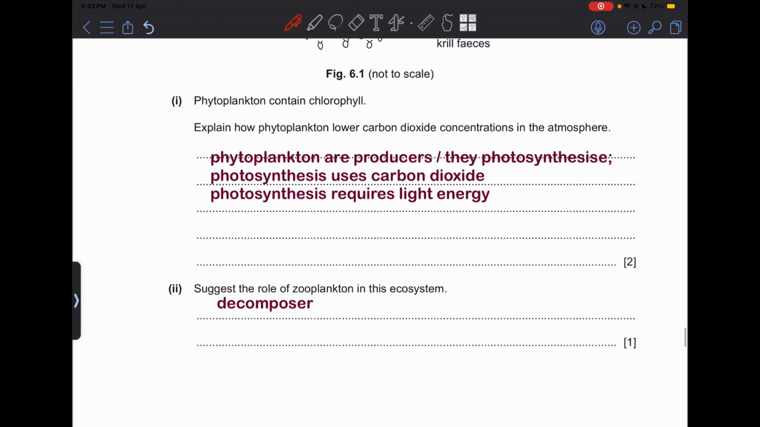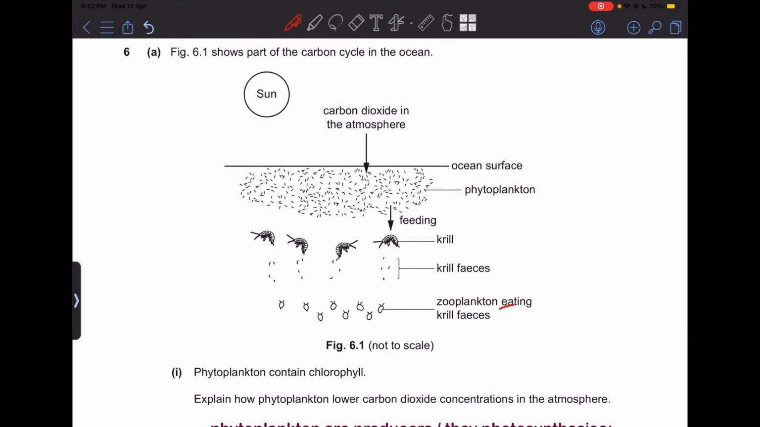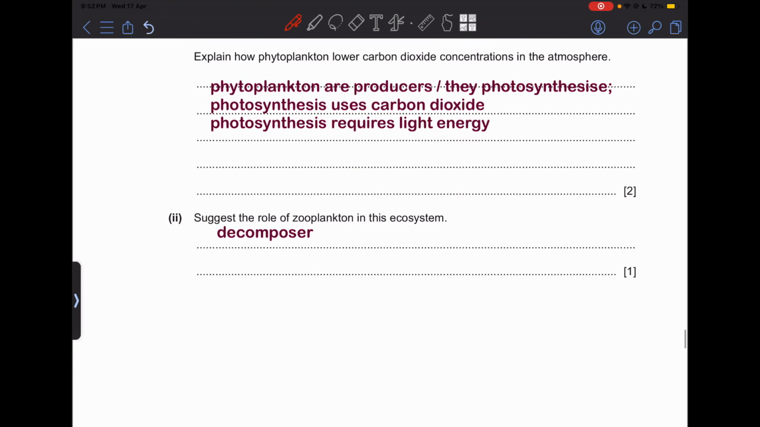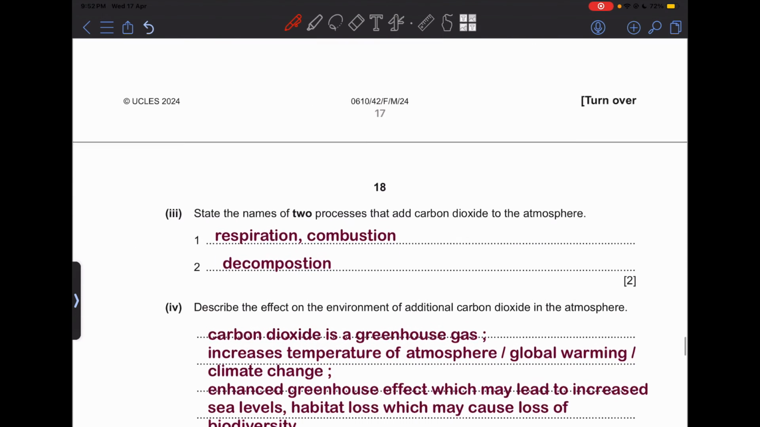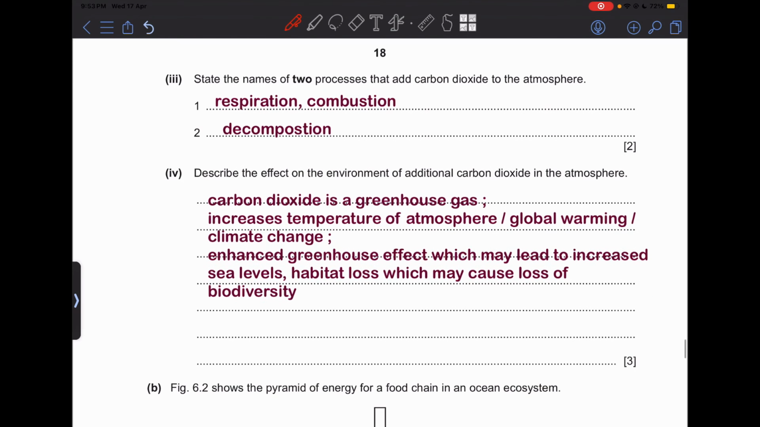Suggest the role of zooplankton in this ecosystem. Zooplankton over here is eating the feces, so this is basically a decomposer. You're going to write down decomposer. Triple I says, state the names of the 2 processes that add carbon dioxide to the atmosphere. You can say respiration, combustion, which means burning fuels or burning anything. If you burn anything, it will produce carbon dioxide. And decomposition.